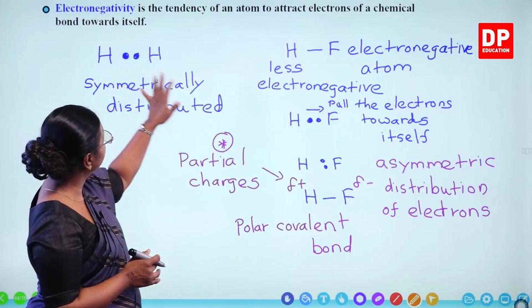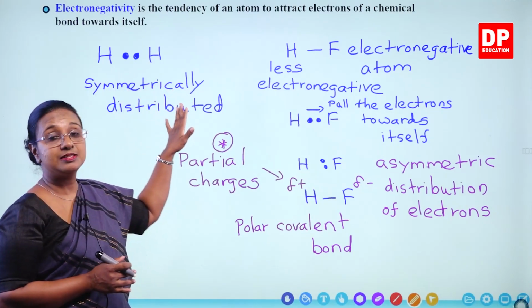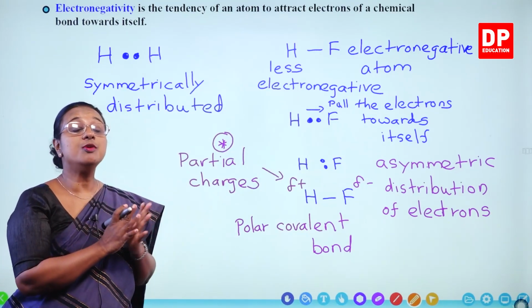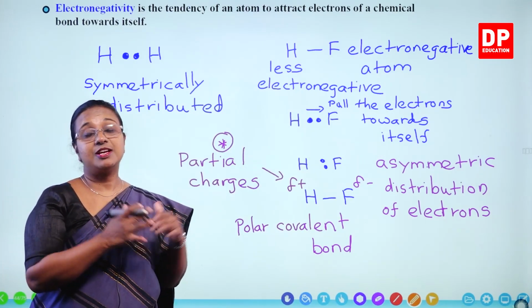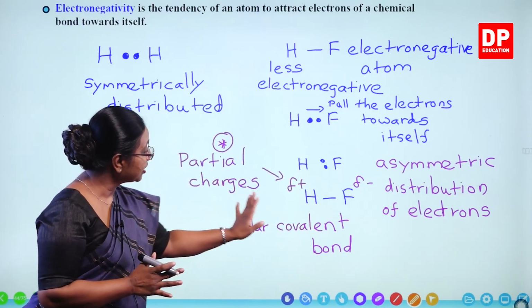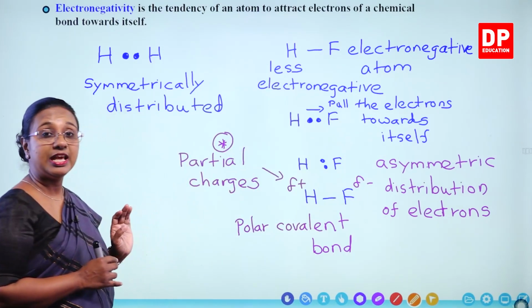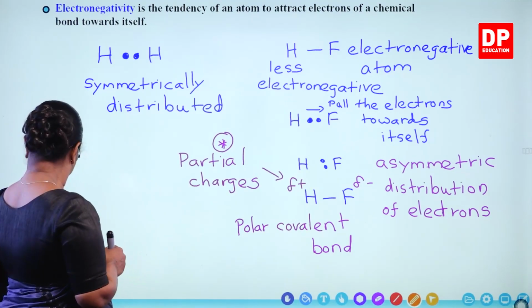If the electronegativity is exactly the same, like in hydrogen, or somewhat similar, then it is a non-polar covalent bond. And if the electronegativity difference is significantly high, then there will be partial charges. With that, I will move on to the next slide where we discuss some more examples.